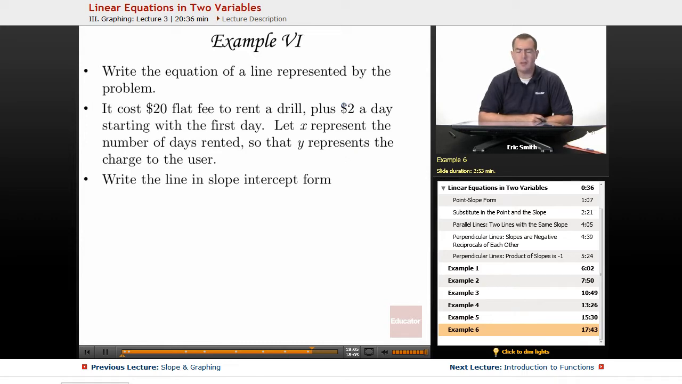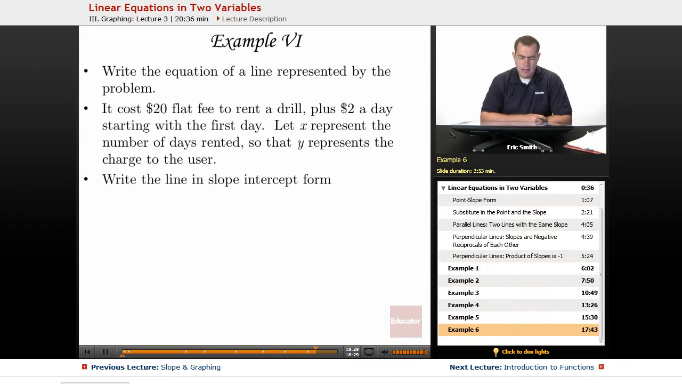So let X represent the number of days that we rent this drill, and Y represent the charge to the user. So how much will we end up billing them? When we're all done, let's see if we can write this line in slope-intercept form. So using the techniques that we know about so far, we need to figure out what our slope is and what point this would go through.